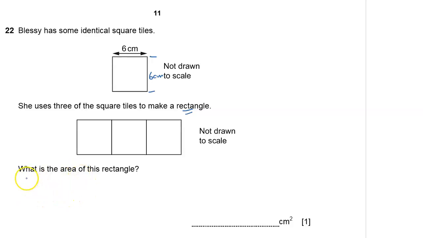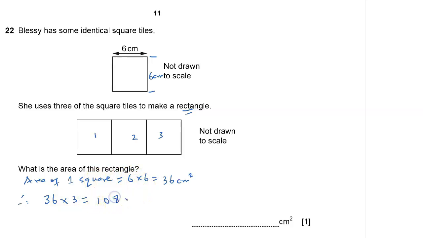Of course, we can find the area of one square. Area of one square is 6 times 6, which gives us 36 centimeters squared. Don't forget the unit is squared. And therefore, there are 3 squares. 1, 2, 3. So if one square is 36 and they're all equivalent, then 36 times 3 should give us the area of the rectangle, which is 108 centimeters squared. So the area of the rectangle is 108 centimeters squared.